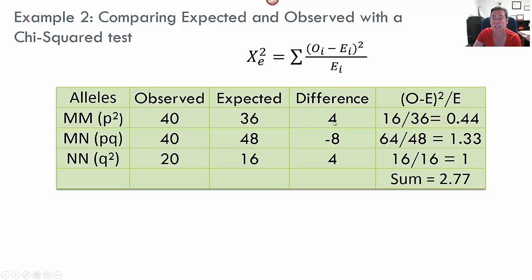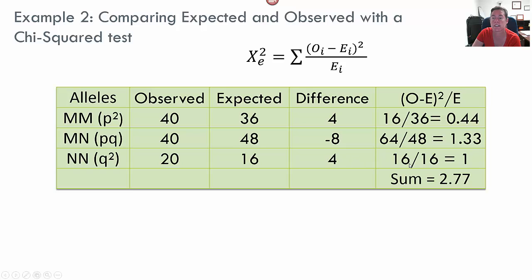40 minus 36 is 4. 40 minus 48 is negative 8. 20 minus 16 is 4. We do a test called the chi-square test. We calculate the observed minus the expected. So 40 minus the expected equals this difference right here. We then take this value and we square it. So 4 times 4, negative 8 times negative 8, 4 times 4. So 4 times 4 is 16. Negative 8 times negative 8 equals 64.